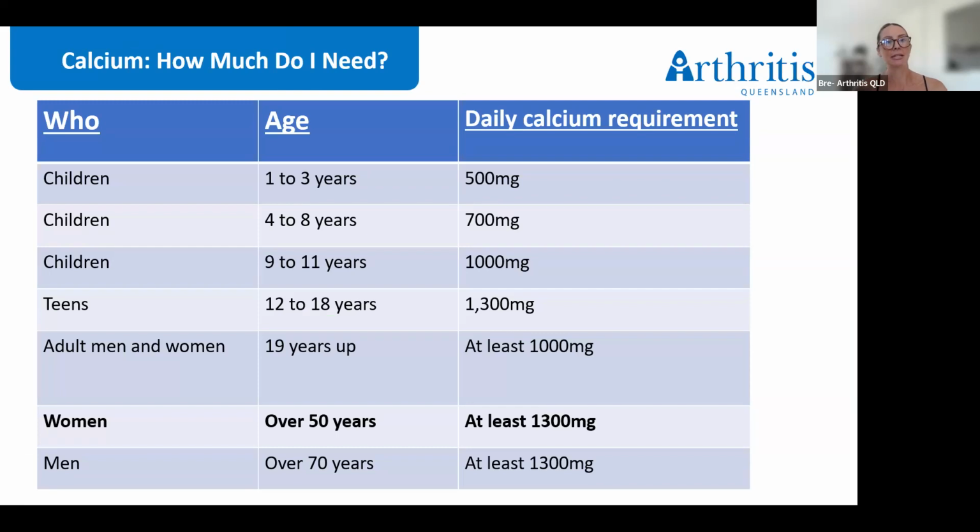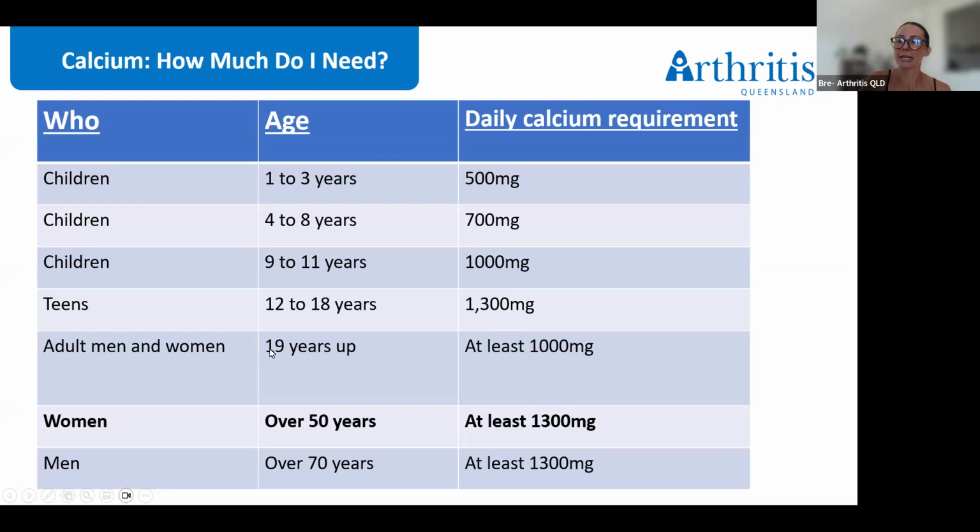So calcium, how much do I need? As you can see here in the table, children start off at 500 milligrams to the age of 3, and then that gradually increases until they hit teenagers. Between the ages of 12 to 18, they need a daily intake of 1,300 milligrams. And this was seen in that picture where you have that growth and you need as much calcium as you can, because that's going to set us up for really healthy bones later in life.